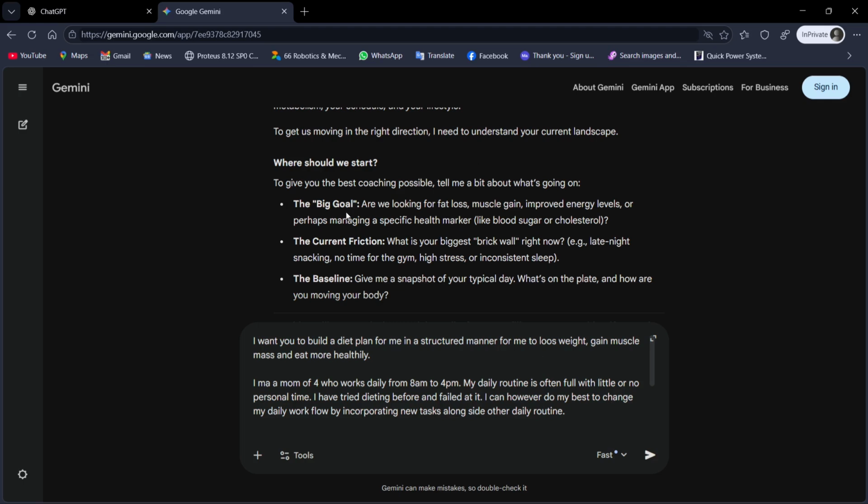So, what is the big goal? The big goal is to lose weight, gain muscle mass, eat more healthy. Current friction, what is your biggest brick wall right now? So, I've mentioned that in restrictions, and I also mentioned part of that in the environment, right? In your context. The baseline, give me a snapshot of your typical day, what's on your plate, and how are you moving your body. So, we already have basically answered this in parts and pieces of our prompt.